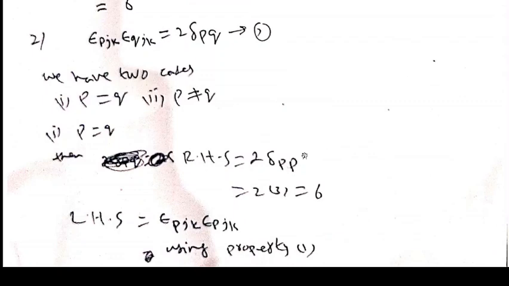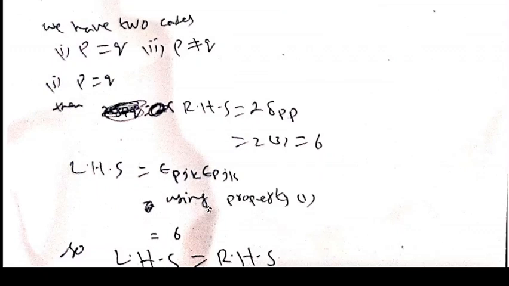Here you can also check with any pair. If you have 1 1, simply take p equal to q equal to 1. Then the right hand side will be 2 into delta 1 1, which is 2. And for the left hand side, it will be epsilon 1jk, epsilon 1jk, and you can open the summation on j, and again you will have 2.